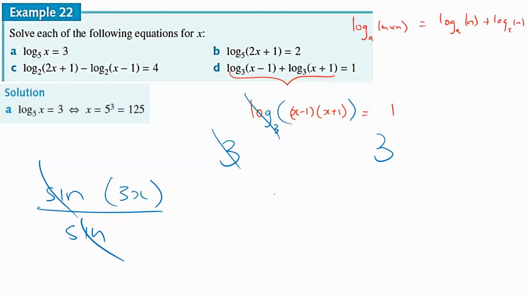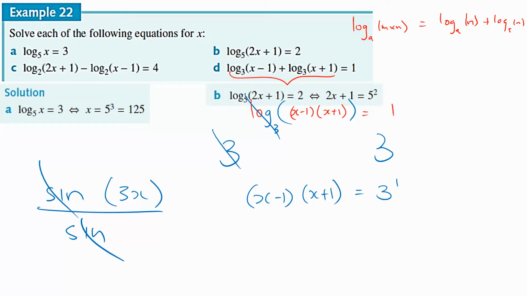So this now becomes x minus 1 times x plus 1 is equal to 3 to the power of 1. See what I'm doing there? I'm just doing the inverse of log base 3. So once I do the inverse of log base 3, these two cancel out. I've got the multiplication of these two is equal to 3. I know this is difference of perfect squares. x squared minus 1 equals 3. Add 1 on both sides. Square root both sides.